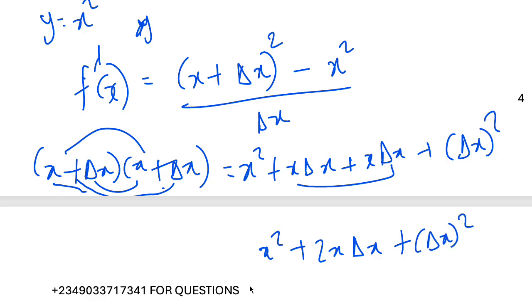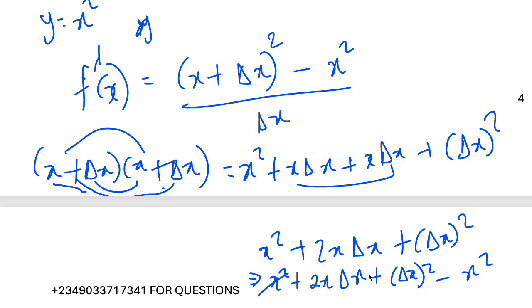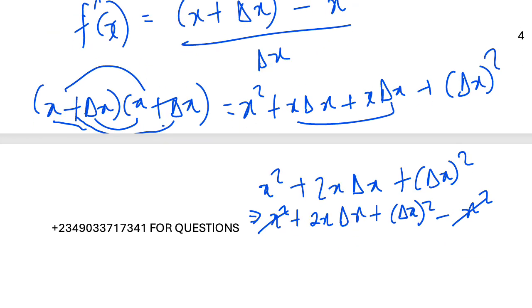We can now simplify the numerator as x squared plus 2x change in x plus change in x all squared, minus x squared. We can now see that the x squared and the x squared will cancel, and then remember we have a denominator that bears change in x.